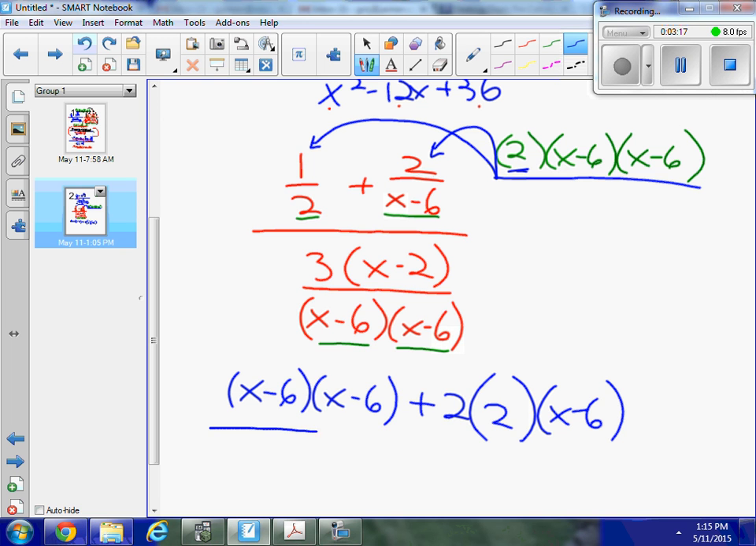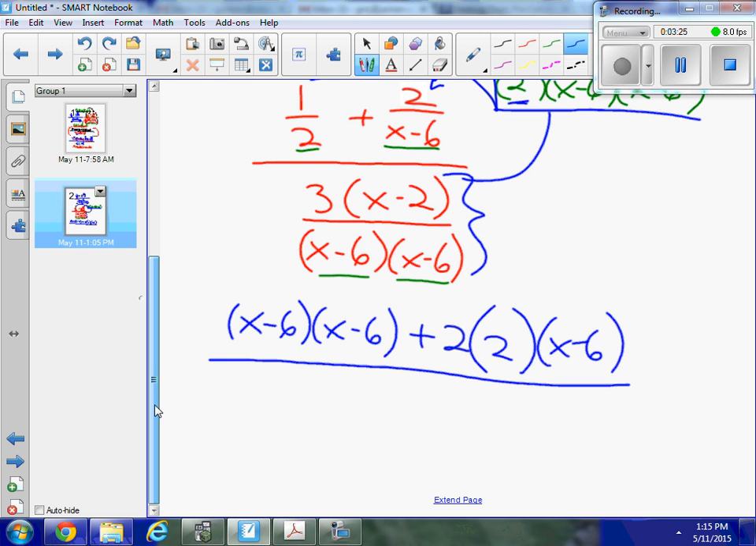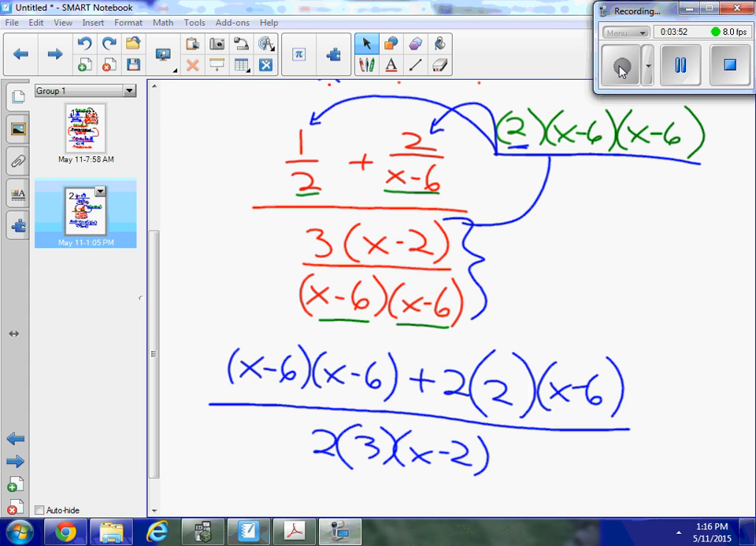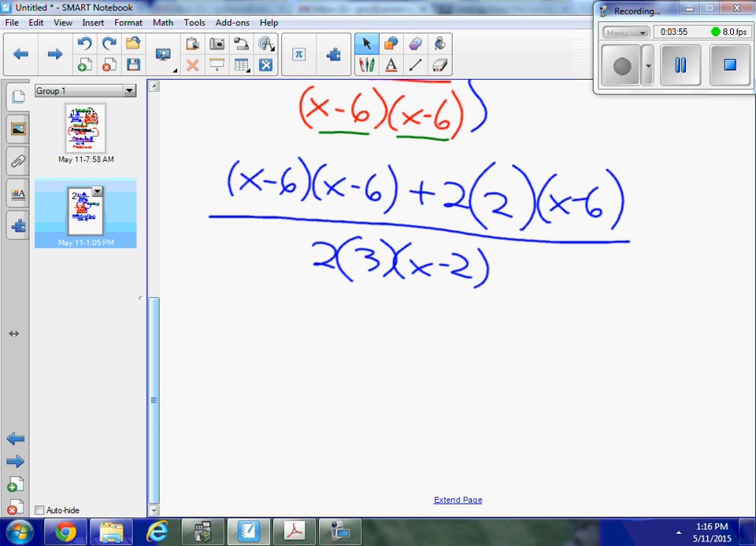Now I'm going to distribute this to my denominator. I'm distributing it to the whole denominator. So I can see that the 2 x minus 6's are both going to cancel out. Again, I don't want to leave them canceled out. I just wanted to show you what I was doing. So I'm going to be left with 2 times 3 times x minus 2. So I'm beginning to get some simplification here.